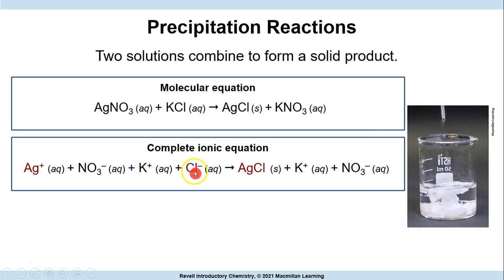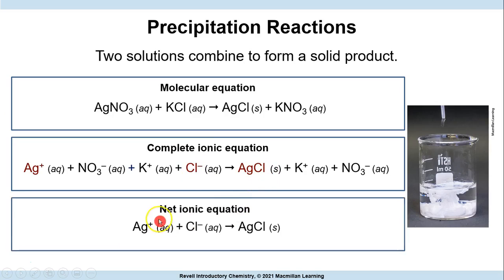For the net ionic equation, we cancel out all the ions that appear on both sides. The silver ion does not appear on this side, so it will not cancel out. The chloride ion does not appear on the other side, so it will not cancel out. The ions on both sides, nitrate and potassium, will cancel out, giving us the net ionic equation: silver plus chloride gives silver chloride. So that is our net ionic equation.